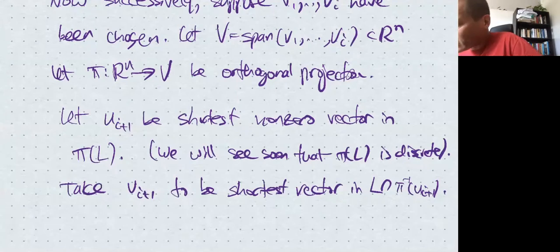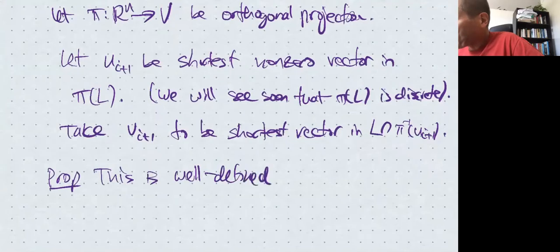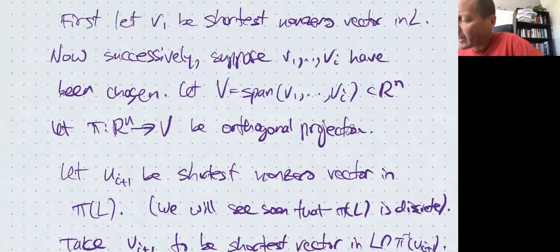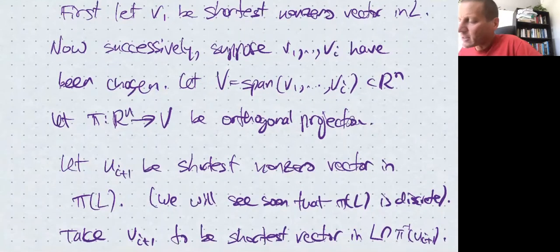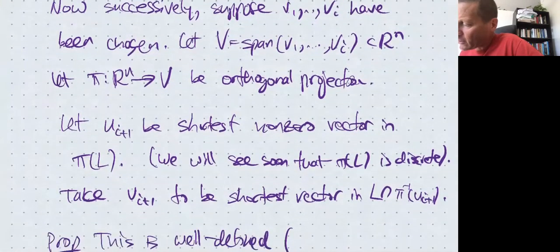And the proposition here is that, first of all, this is well defined. Well defined means I'm not claiming there could not be ties. Even in the first step, there could be ties. There could be several V1s that are simultaneously the shortest vector, and then you have to choose one. If you make different choices, then you'll be choosing different bases. But what I mean by well-defined is that here, I said that pi of L is discrete. If pi of L was not discrete, there needn't be a shortest non-zero vector in pi of L.